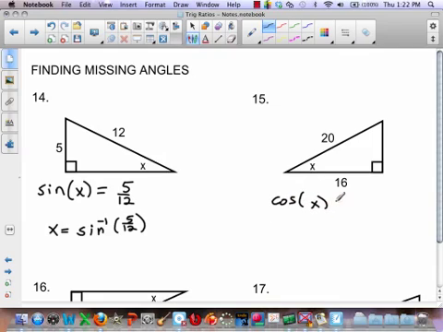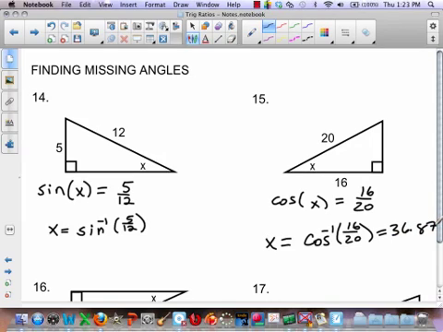Cosine of x equals 16 over 20. So therefore x is equal to the inverse cosine of 16 over 20. I want a decimal approximation after that. If you guys are using the Inspire, you hit the trig, and then you'll see the negative ones, the inverses, underneath the normal one. So you put 16 divided by 20. Did you get your answer?